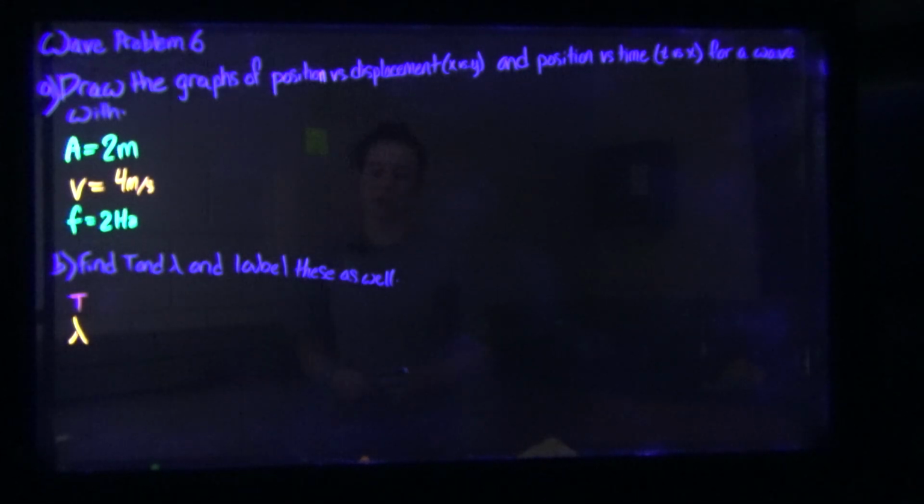So I'm going to start with part B just because we need to put these on the graph anyway. So we're asked to find period. Period is equal to 1 over frequency. So that's going to be 1 over 2 hertz, which is just 0.5 seconds.